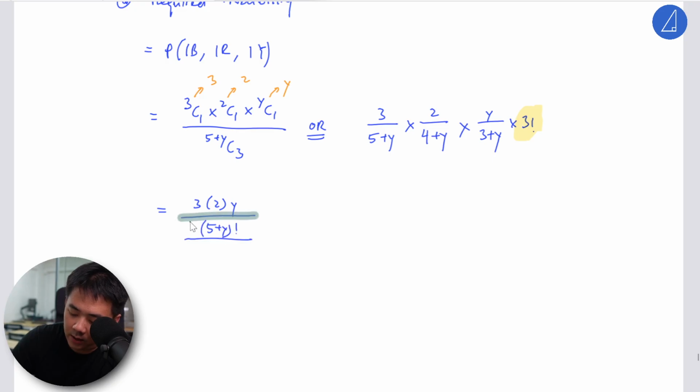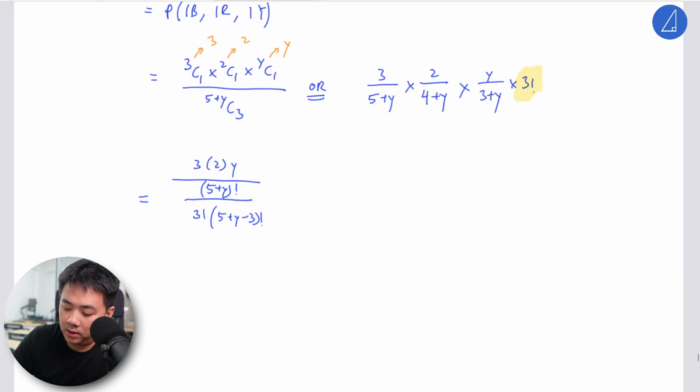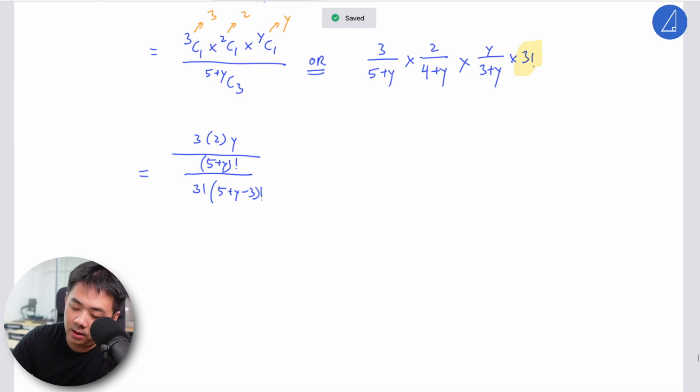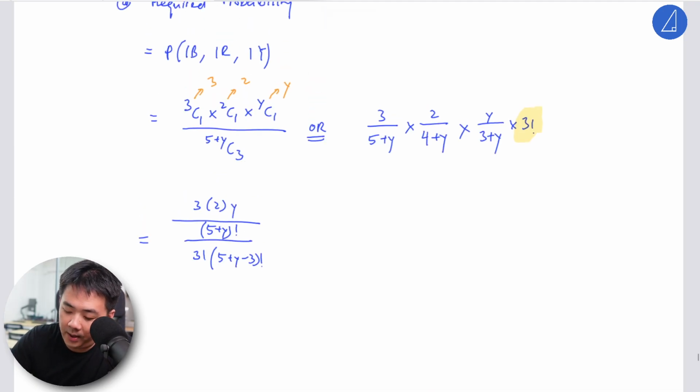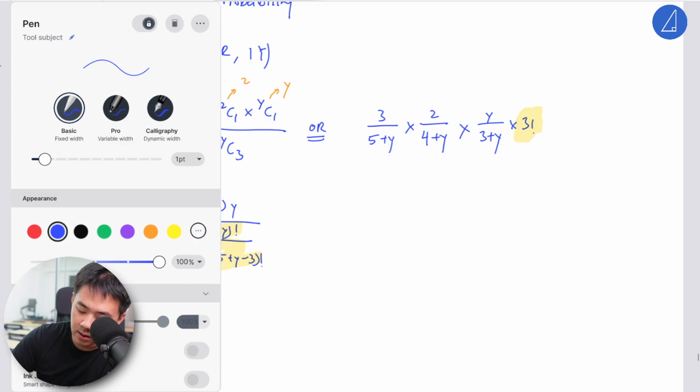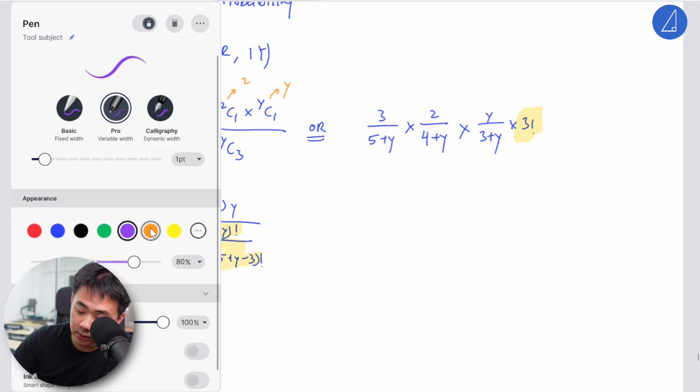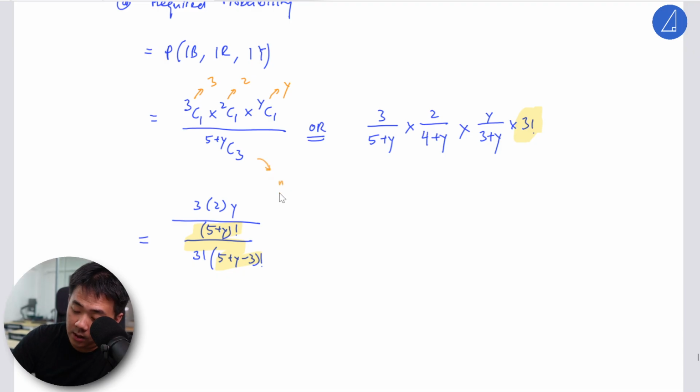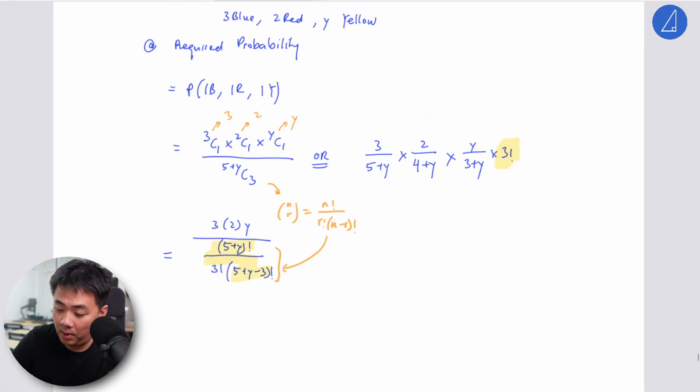choose 3, which is 5 plus y factorial over 3 factorial times 5 plus y minus 3 factorial. This one is a bit messed up, because you need to remember how to manipulate it. NCR is in MF27, so you just check this one. NCR is n factorial over r factorial times n minus r factorial. Some of you have forgotten how to manipulate this.